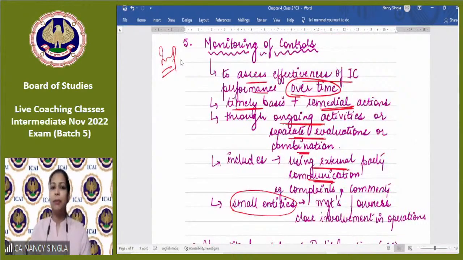So, understood what is meant by monitoring, a very simple concept, but as I told you, a very important concept. Assessing the effectiveness of internal control performance over time. Why? So that you can see the performance on a timely basis and remedial action can be taken if required. How can management do the monitoring of controls? Ongoing, separate evaluation, or a combination. Further, external party communication can also be used. In small entities it is easier. Why? Because of the owner manager's close involvement in operations.